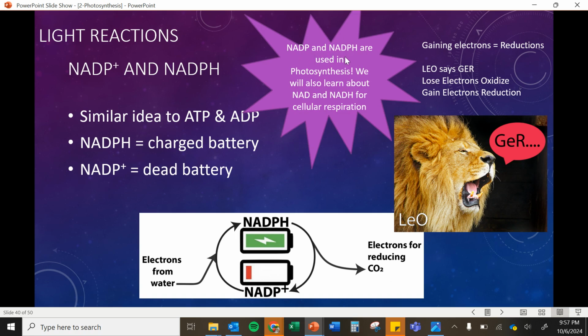NADP plus, sorry, I should have a plus there, and NADPH are used in photosynthesis, which conveniently that P can help us remember. P for photosynthesis. But there's also some compounds called NAD and NADH, which serve actually very similar functions, but they're going to be used in only cellular respiration, which we'll talk about later. So just a heads up.